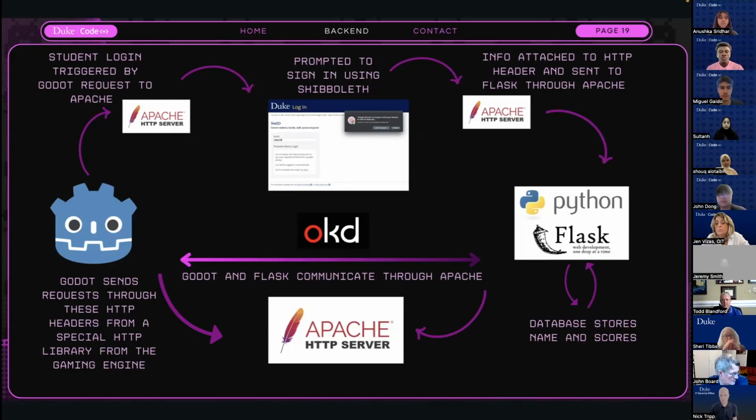And then additionally, Godot has HTTP requests that can also be sent through Apache for when we want to send the final score. So when the player finishes the game, we send that final score to also be stored in the database along with the name. And then we retrieve that information and display it on the leaderboard, which we also coded using HTML.